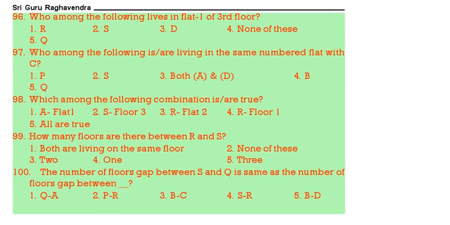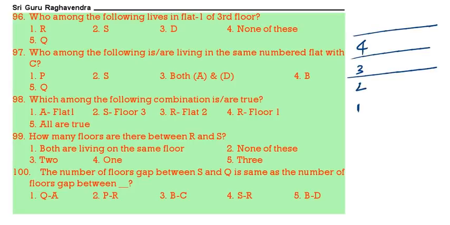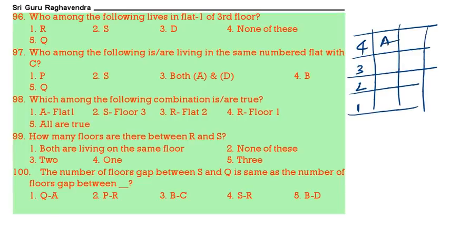See here, 4, 3, 2, 1. AP, SB, QC, DR. Who is living on flat 1? This is flat 1. This is flat 2. Who is living on flat 1 of 3rd floor? 3rd floor, flat 1, who is living? Yes.